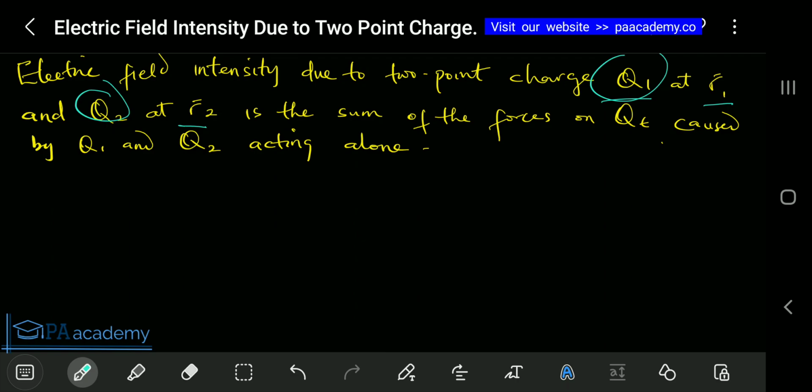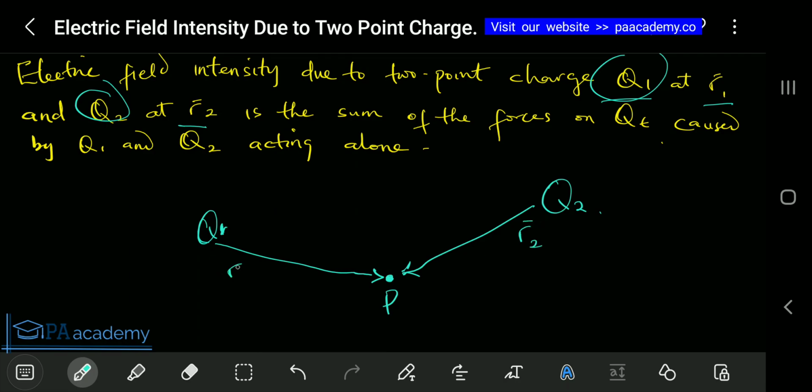All right, so let's do some writing now. If we have a particular point, let's call this point P, and then we have two other charges, Q1 and Q2. So let's say our Q1 is somewhere here, and then our Q2, let's place it here, and these charges Q1 and Q2 are acting on this point P. So this is Q1, this is Q2, and the coordinates for Q2 are represented by R2, and this is for R1.